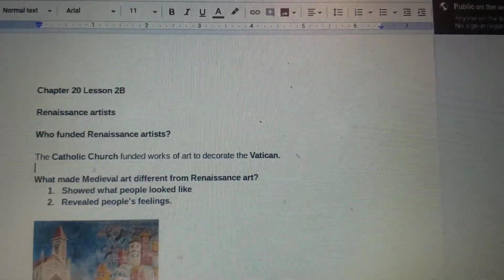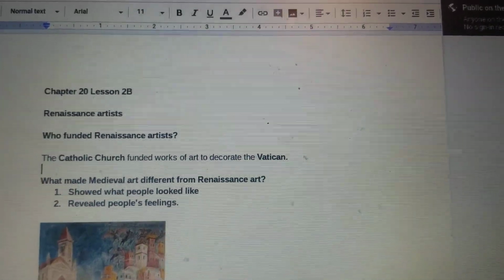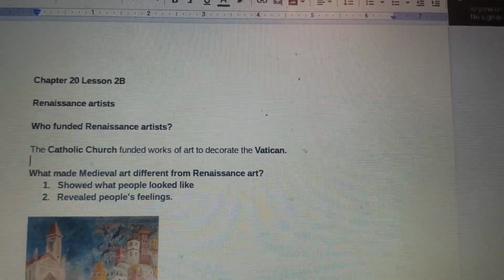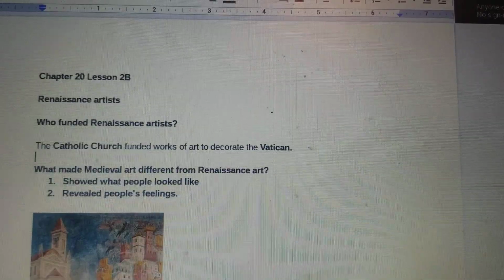We're in Chapter 20, Lesson 2B, Renaissance Artists. Who funded the Renaissance artists? The Catholic Church funded works of art to decorate the Vatican.